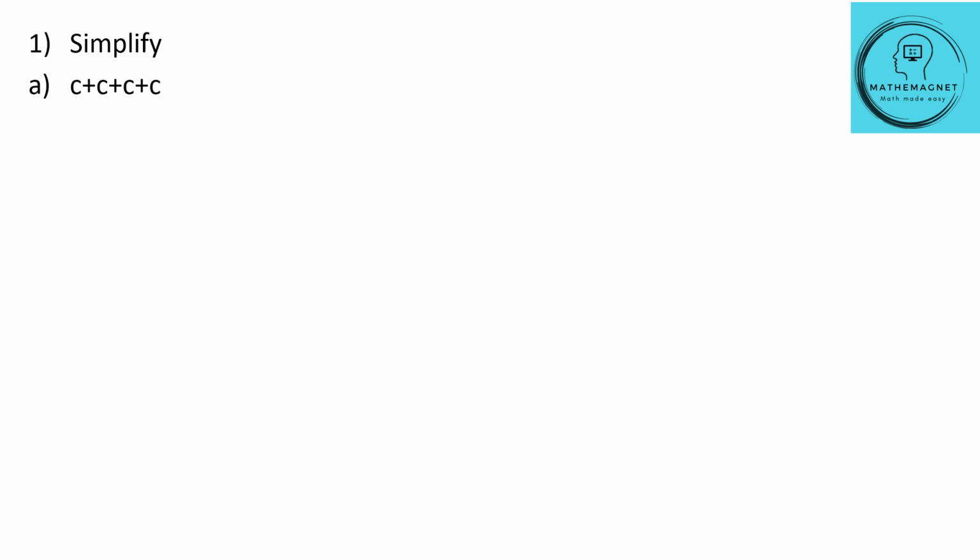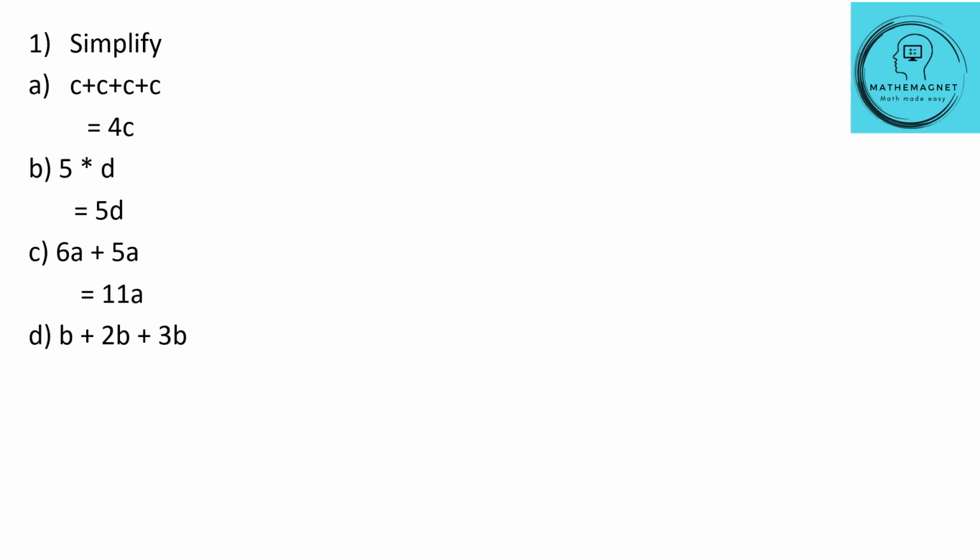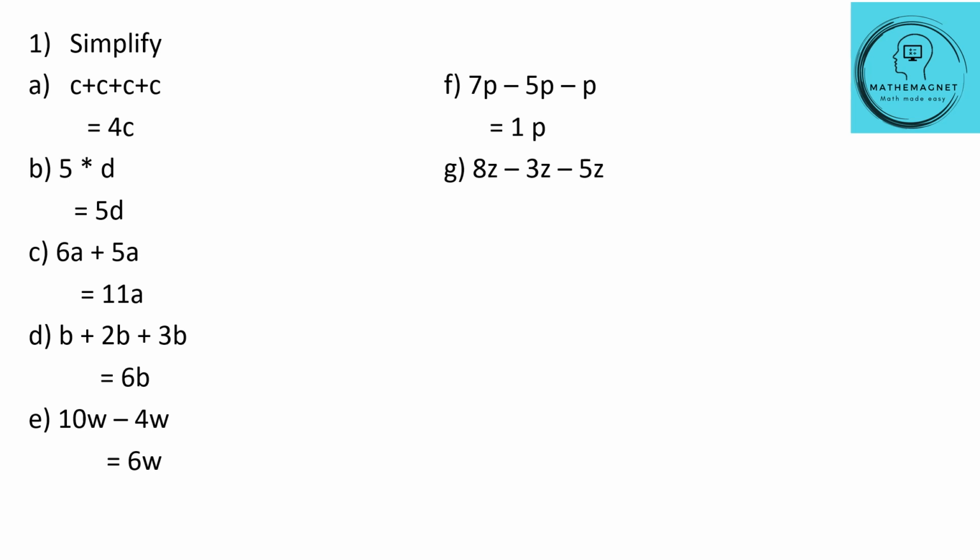Question A. C plus C plus C plus C is equal to 4C. B. 5 into D will be equal to 5D. C. 6A plus 5A equal to 11A. D. B plus 2B plus 3B will be equal to 6B. E. 10W minus 4W will be equal to 6W. F. 7P minus 5P minus P. 7 minus 5 is 2, 2 minus 1 is 1. So it is 1P or P.